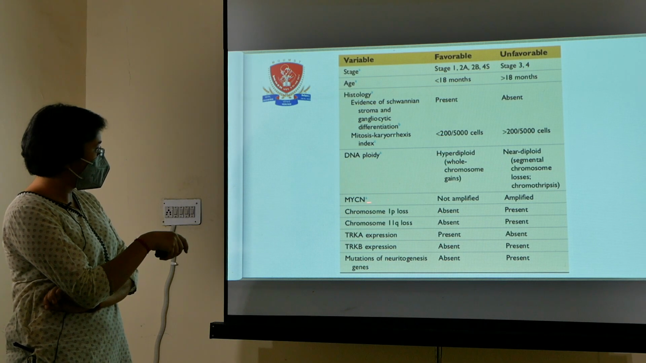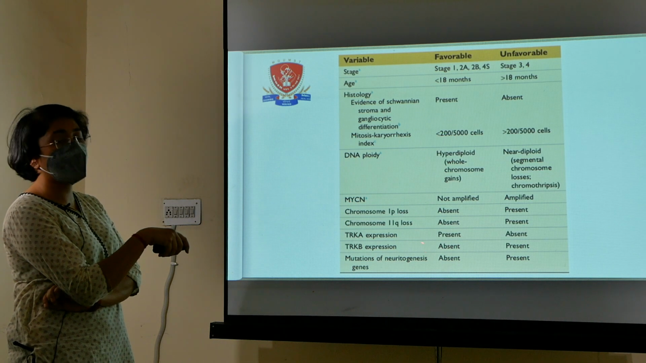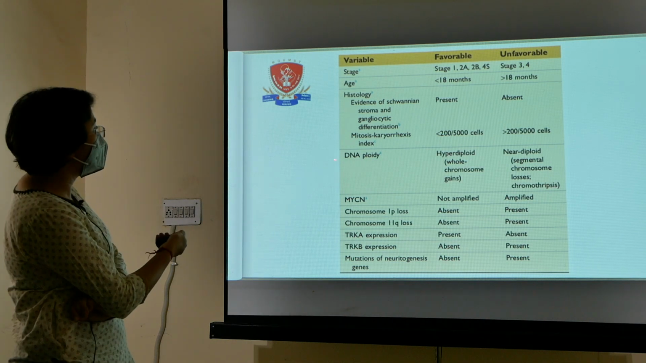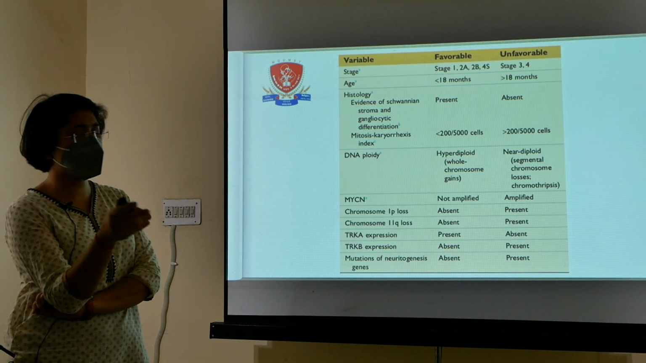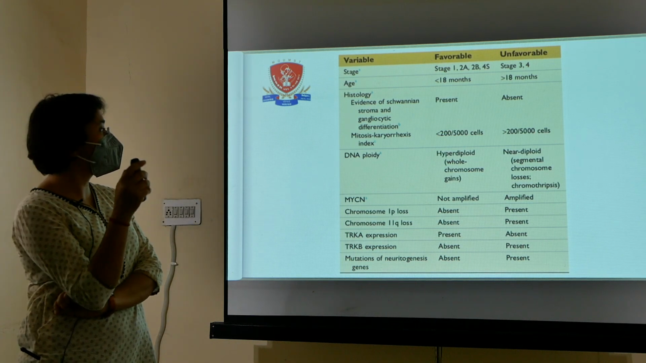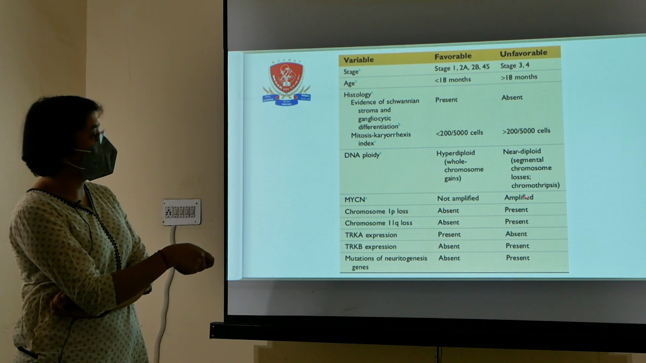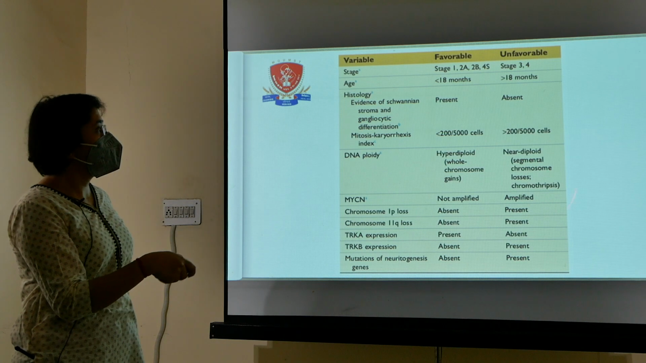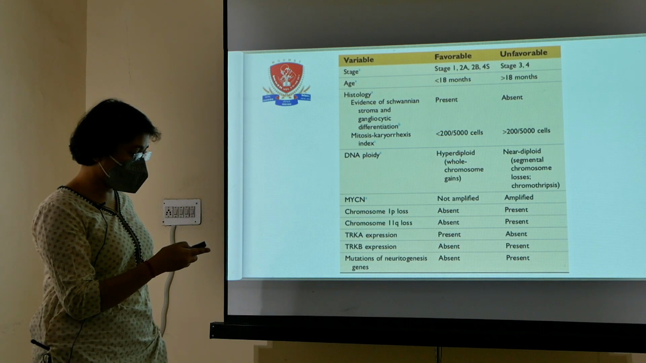And in genetics, just remember MYCN, 1p and 11q. They are easy to remember. MYCN is called the MYC gene. The MYCN gene is the most commonly affected gene in neuroblastic tumors. Whenever it is amplified, it will be unfavorable. And loss of 1p and 11q is unfavorable again. So these are the various genetic alterations which you should know.